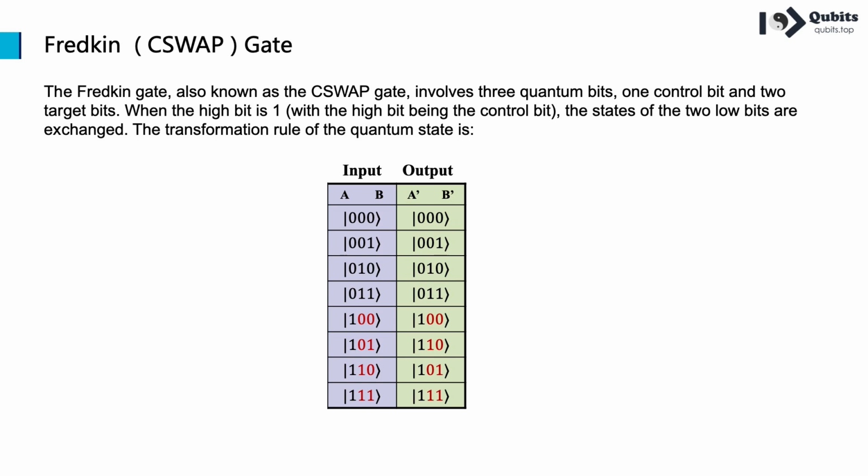The Fredkin gate has important applications in quantum computing, including quantum error correction and quantum teleportation. It is also used in some quantum algorithms, such as the quantum Fourier transform and the quantum phase estimation algorithm.